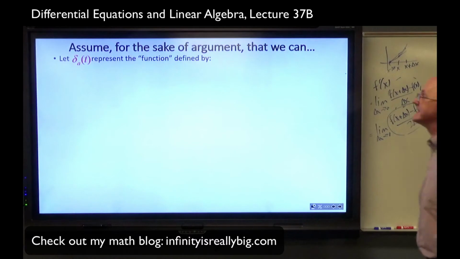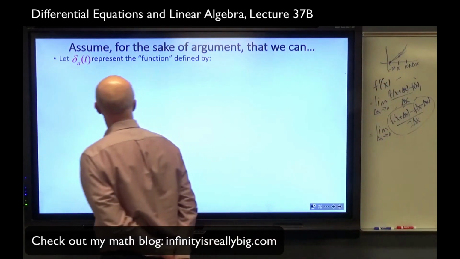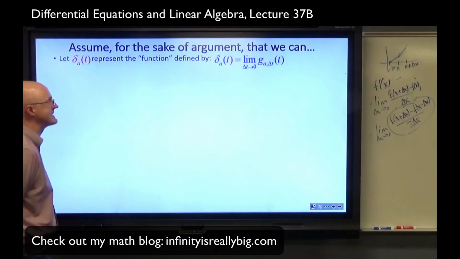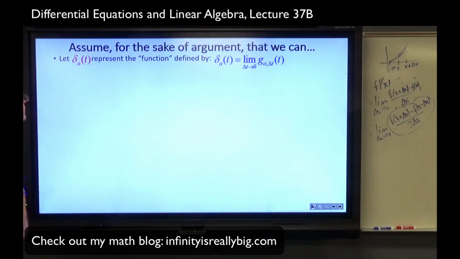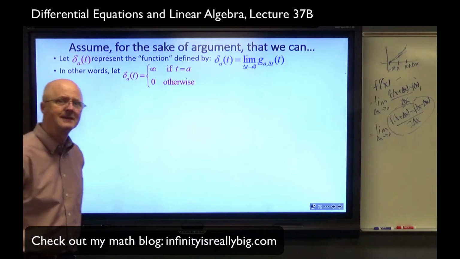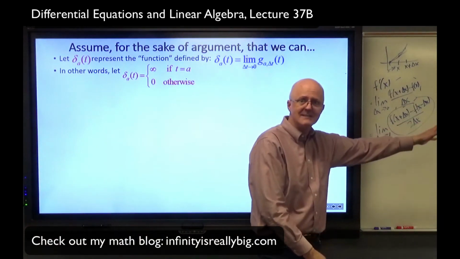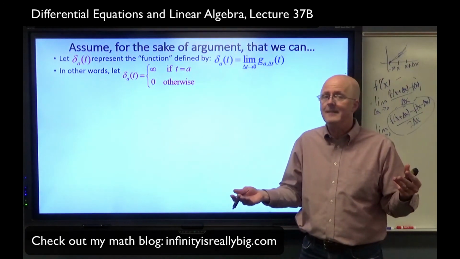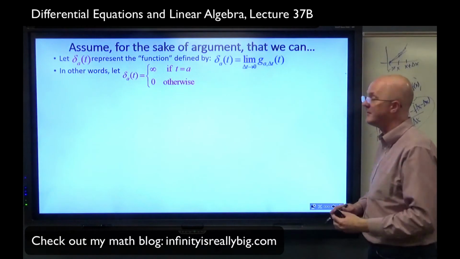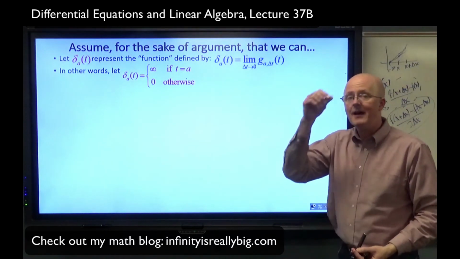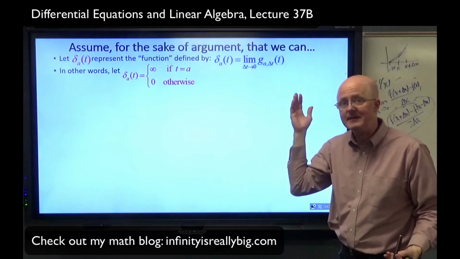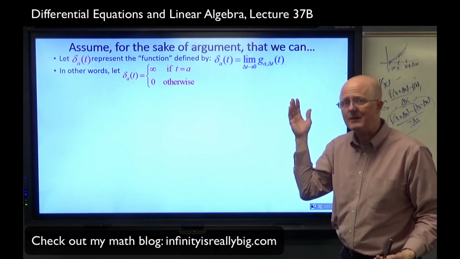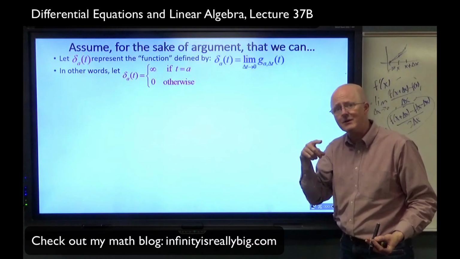Let little delta sub a of t represent the quote-unquote function defined by this limit. In other words, let little delta sub a of t equal infinity if t equals a and 0 otherwise. In that graph that I erased, as delta t goes to 0, 1 over 2 times delta t goes to infinity. The interval gets smaller and smaller, but the area of the rectangle is still got to be 1. The height's got to get higher and higher. It's 1 over 2 times delta t as delta t goes to 0, it goes to infinity.